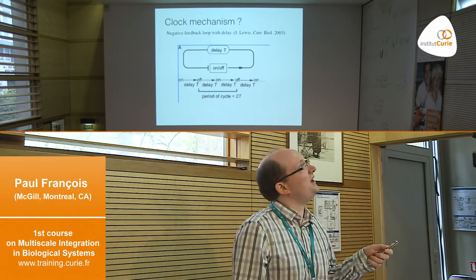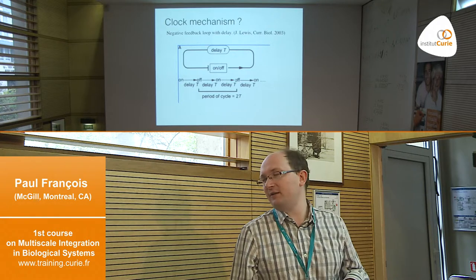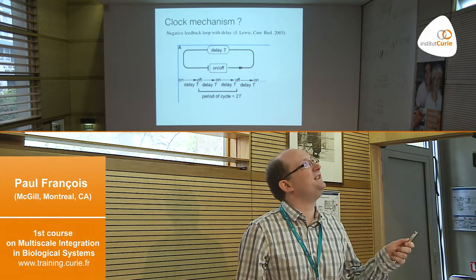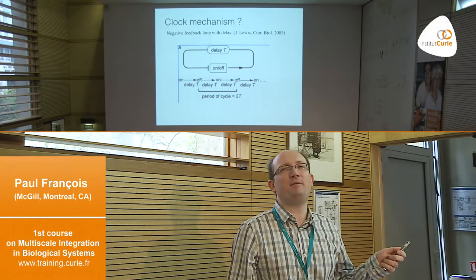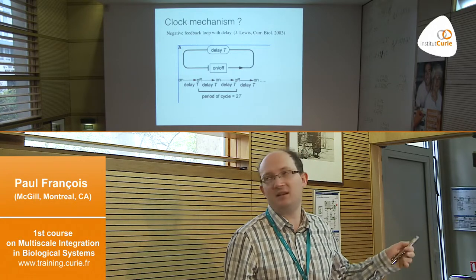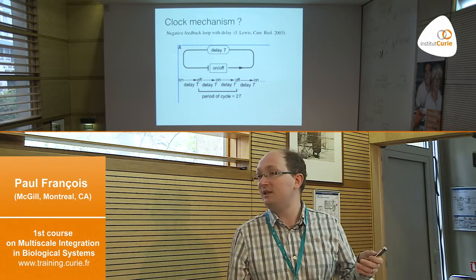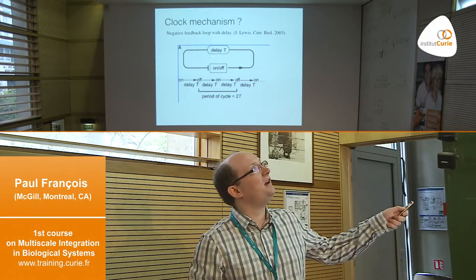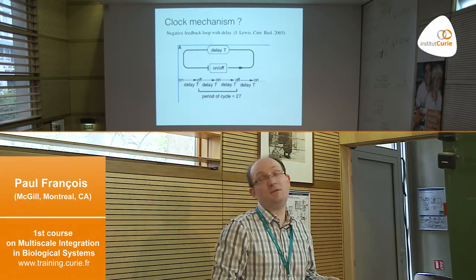There was a proposal by Julian Lewis in 2003 that these clocks are based on essentially a negative feedback loop with delay. Does everybody know what a negative feedback loop is? I just want to be sure. This arrow means that there is a negative effect. So this is a gene which is essentially repressing itself, but with a delay t, which is just a delay.